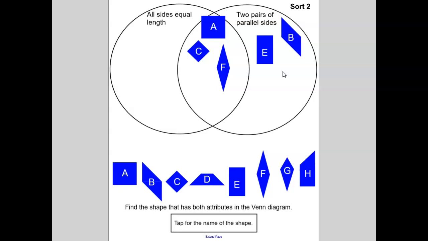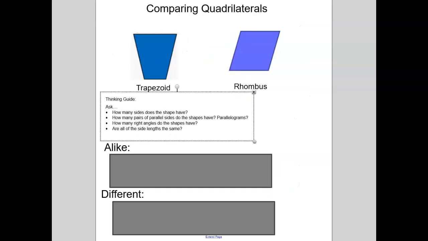Who was able to determine what is the name of shape A, C, and F? You are exactly right. They're all rhombi or rhombuses because they all have all sides equal length and two pairs of parallel sides. Wonderful job. So we're going to do a little bit of the assignment together today.